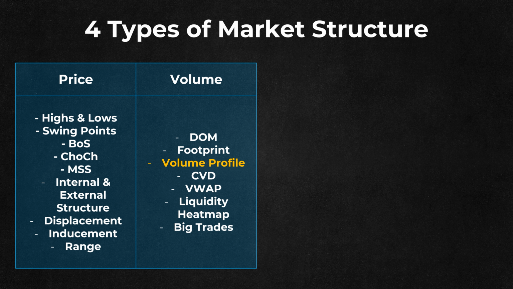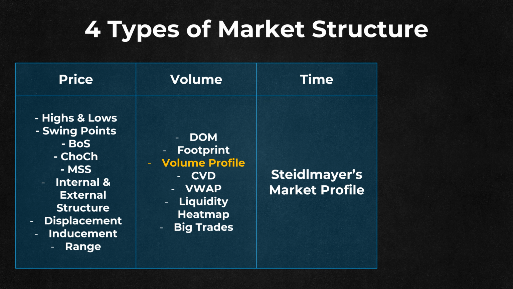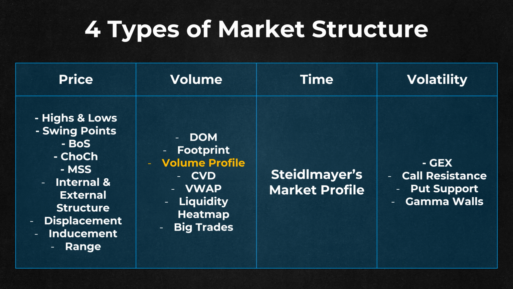The next type of market structure is based on time. This one is based on Steidlmayer's market profile approach, which is the basis for all order flow tools you see nowadays. The fourth type of structure is based on volatility. This relates to the understanding of how dealer hedging flows impact liquidity and volatility in a market. This involves things like gamma exposure levels, call resistance, put support, gamma walls, and so on.